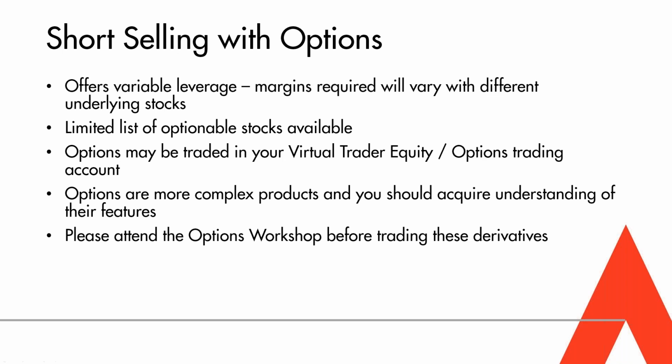Now, the other way we can hedge and/or short sell, if you like, is with the use of put options. So this offers you variable leverage. Margins required will vary with different underlying stocks. Once again, there is a limited list of optionable stocks available to you. So not all stocks are going to have options, or specifically put options in this case, available to you. So you need to check that out and see whether that is a viable option.